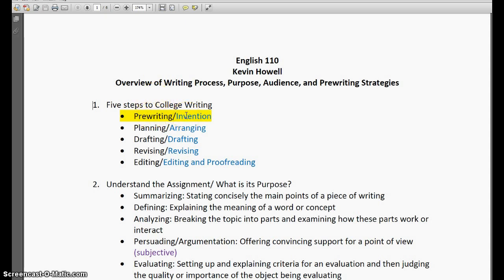We're forming our ideas. Planning and arranging, we're taking those ideas and starting to put them into some kind of order. And drafting, we're going to start doing our writing. Revising, maybe we're going to change things, move this, move that. And then editing and proofreading, maybe we need to change some grammar points, or maybe we've missed some commas, maybe we have a fragment, things that we will discuss in a later presentation.